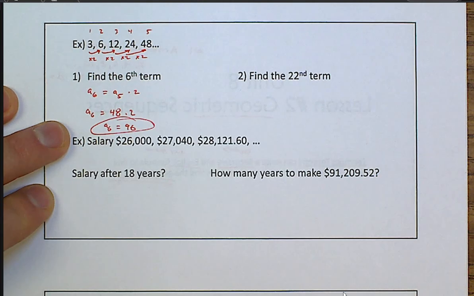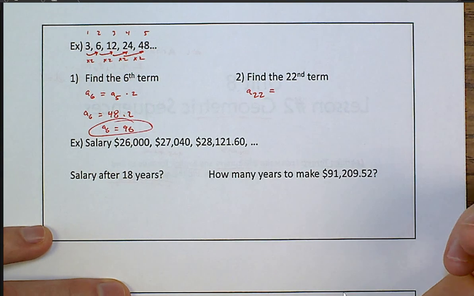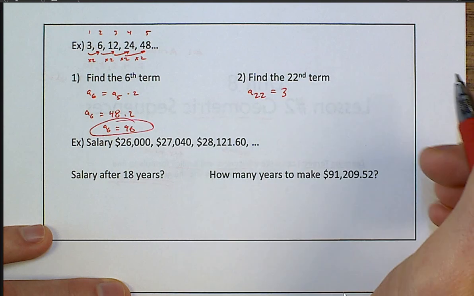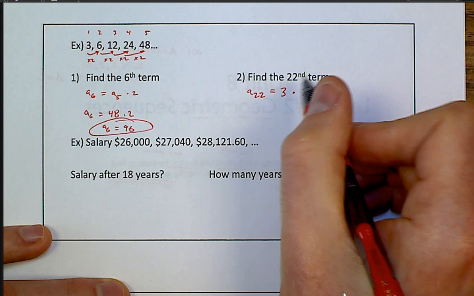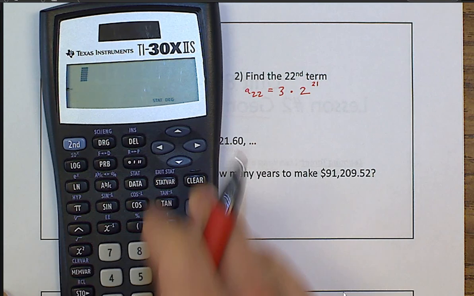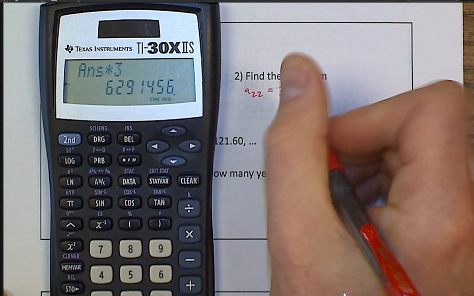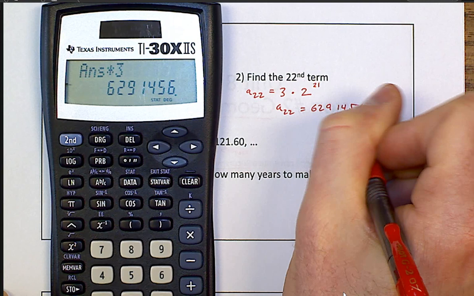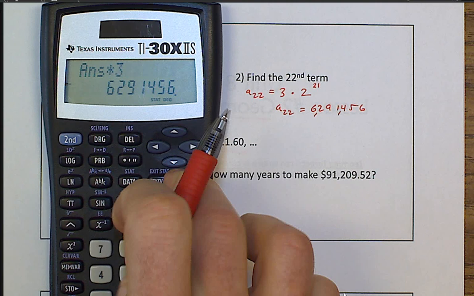Okay? Find the 22nd term. So in my head, here's what I'm thinking. I want to find the 22nd term. Where do I start? I got to start somewhere. I start at 3. Now, how many times am I going to multiply by 2 on this 3? Well, if it's the 22nd term, that means I need to do it 21 times. So 2 raised to the 21st, and then times that by 3. And so my 22nd term is going to be 6,291,456. Cool.